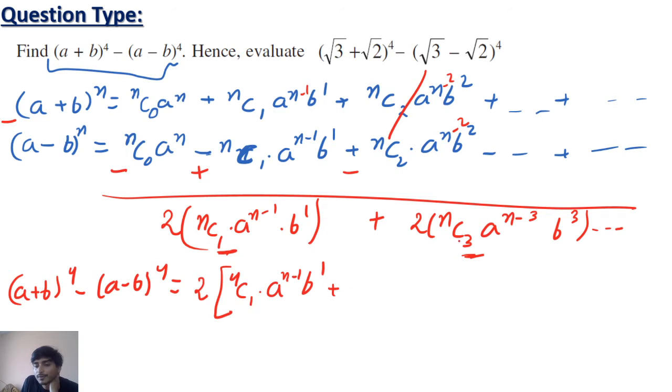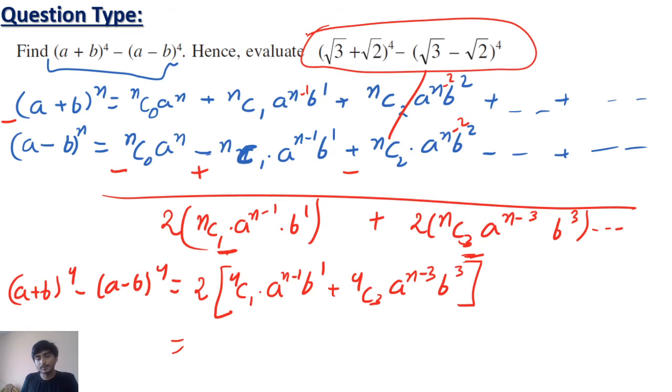Then the next term after 1 will become 3, so 4C3 a^(n-3) b^3. Because if you go beyond this, the term is no more valid, because the expansion is only till nCn, that is 4C4. The next term would be 4C5, which is not applicable for us, right? Again, if you want, you can directly substitute these values in this and solve it.